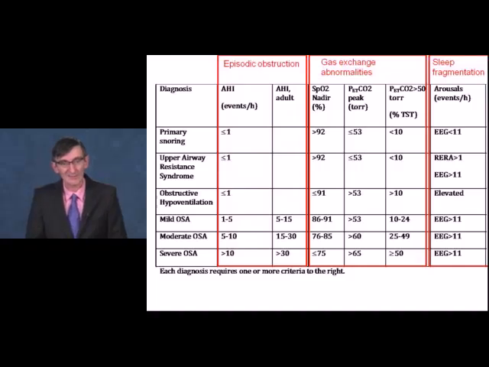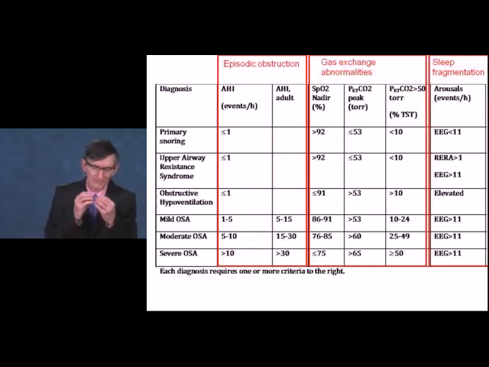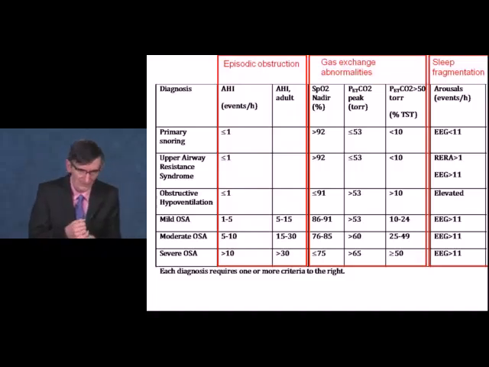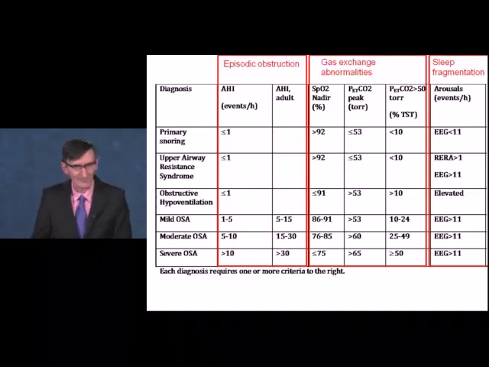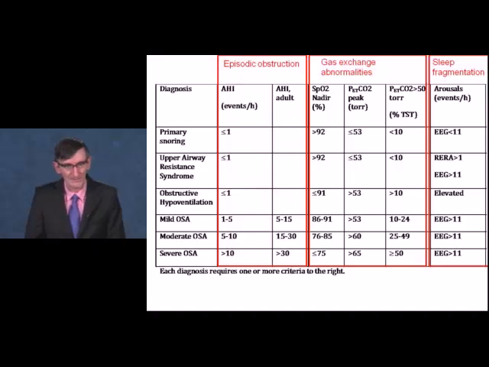Now, with upper airway resistance, you have increased respiratory effort to breathe, but you don't have frank apnea. And look at what happens here. You don't alter oxygenation that much because you're sensitive and you stimulate yourself to wake and improve oxygenation. So here you have upper airway resistance. You see the apnea-hypopnea index is normal.